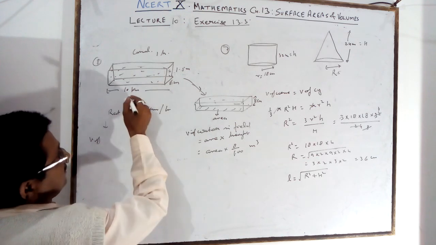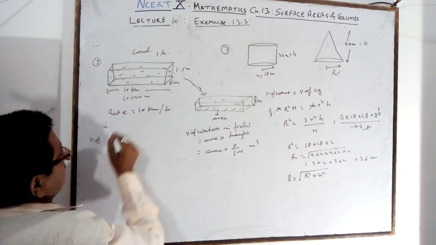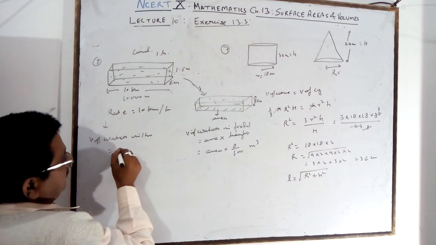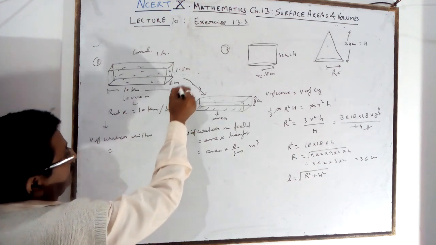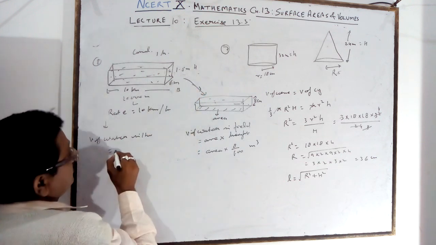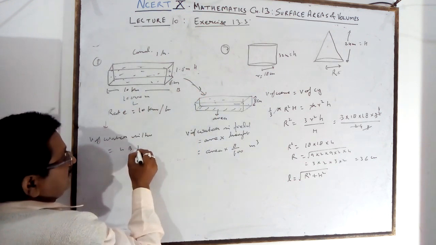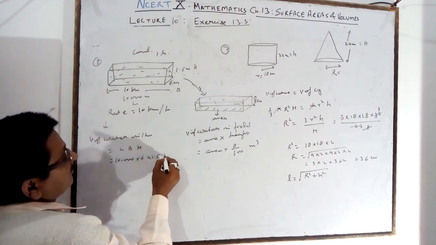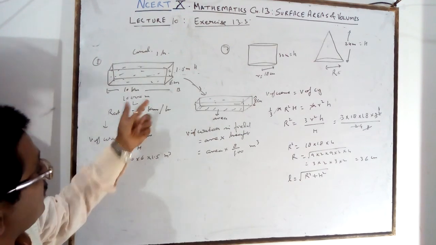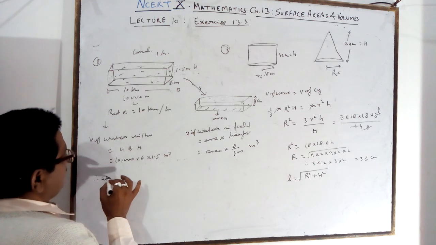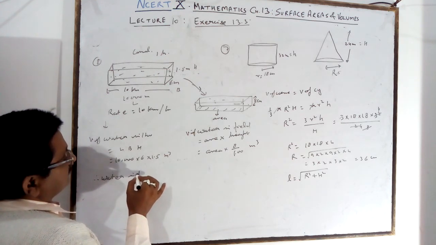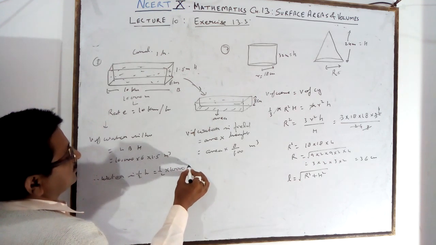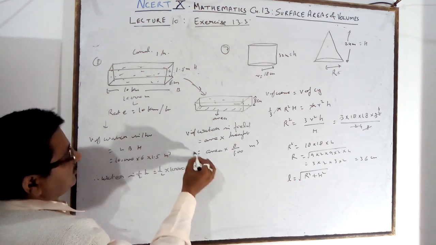What is the speed? It is its length, 10,000 meter. Volume of water in 1 hour will be LBH, because it is formed by LBH, that is 10,000 into 6 into 1.5 meter cube. It is water in 1 hour. So, water in half hour will be half of 10,000 multiplied by 6 multiplied by 1.5.